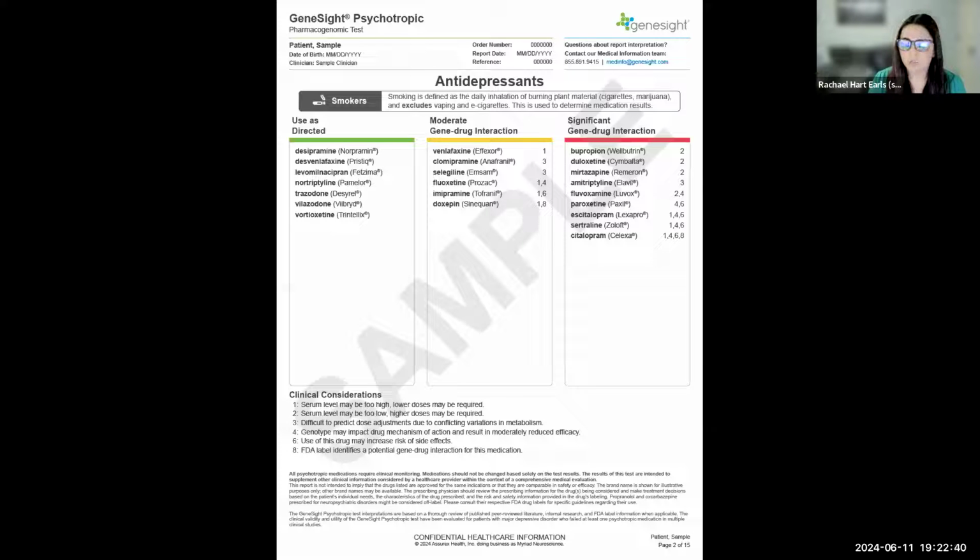So Dr. Falco, we'll start with you. How has this recent change to the GeneSight report affected your medication selection process and really your thought process behind selecting meds for your patients?